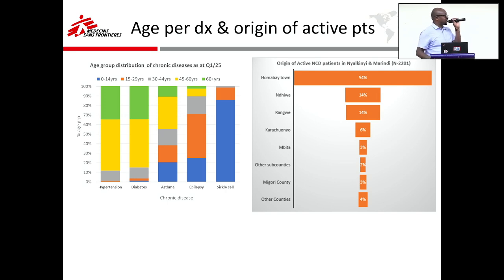Then for the origin of our patients, as I said, we went to Homa Bay town sub-county. But now we have a challenge. We are getting patients from other sub-counties because our drugs are free. There is also a perception in the community that MSF drugs are potent or strong. So patients are coming from even other counties. You can see we have some patients coming from Migori County, others from Kisii, and even a few from Kisumu County. Because there is that perception that MSF has the original drugs and the quality, but also the quality of care is good.